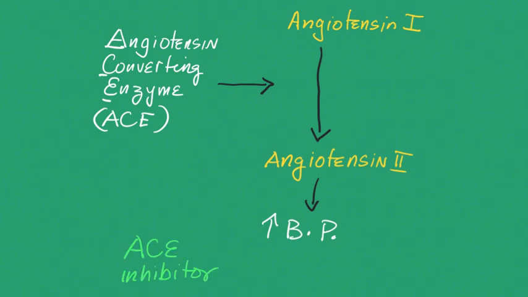An ACE inhibitor does just that. It inhibits or blocks ACE from doing its job. So angiotensin 1 cannot be converted to angiotensin 2, and blood pressure stays low.